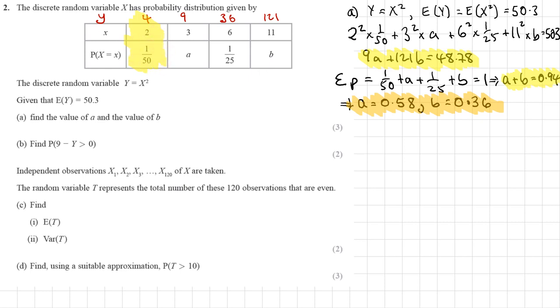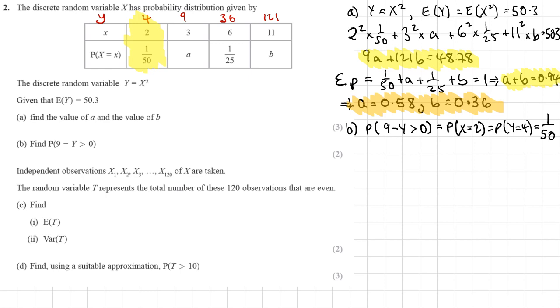So I could write my answer like this for part B. The probability that 9 minus y is greater than 0 is equal to the probability either that x is equal to 2, or you could write the probability that y is equal to 4. They're both the same thing. Whichever one we write down, the final answer is going to be just 1 over 50. It's the only probability that satisfies the conditions that are given.